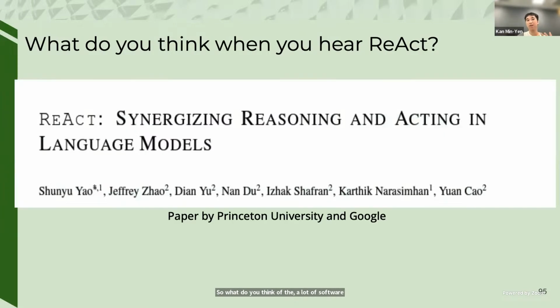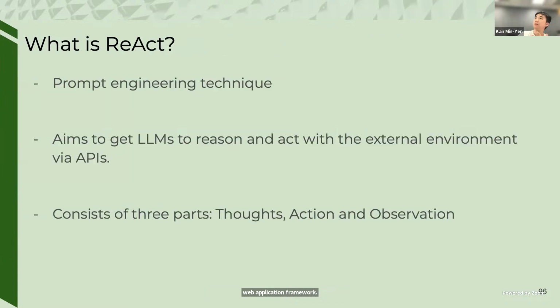However, today we're talking about ReAct, the AI paper, a paper by Princeton and Google. So what exactly is ReAct? ReAct is a prompt engineering technique that aims to get large language models to reason and act on the external environment using APIs. And it consists of three parts: thought, action, observation, that I'll go through later.